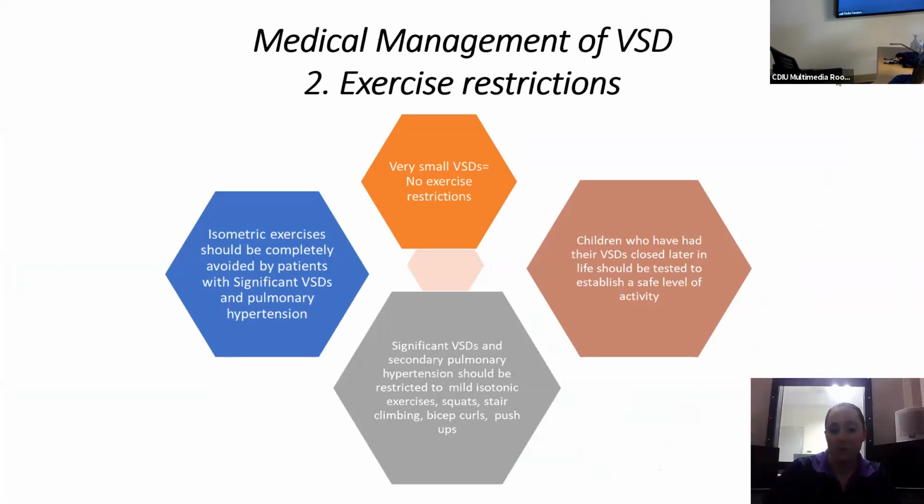The second medical management that can be used is exercise restrictions. In very small VSDs, no exercise restrictions are usually needed. Children who have had their VSDs closed later on in life should be tested to establish a safe level of activity. Patients with significant VSDs and secondary pulmonary hypertension should be restricted to mild isotonic exercises such as squats, stair climbing, bicep curls, or even push-ups. Isometric exercises should be completely avoided by patients who present with significant VSDs and pulmonary hypertension.